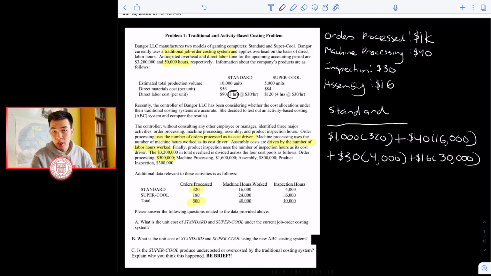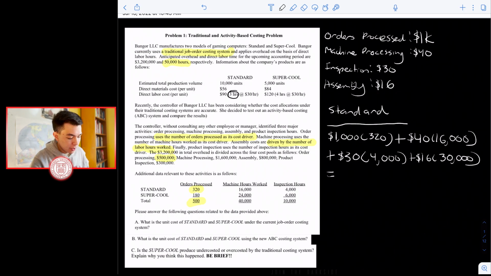And assembly is a little bit more tricky because with assembly, they don't give you the number of hours upright, but we know that for standard they made 10,000 units, and each unit they spent 3 hours on. So you're using a grand total of 30,000 hours. So I'm gonna add that up. And if we do the calculations, 1,000 times 320 plus 40 times 16,000 plus 30 times 4,000 plus 16 times 30,000, I'm gonna get 1.56 million.